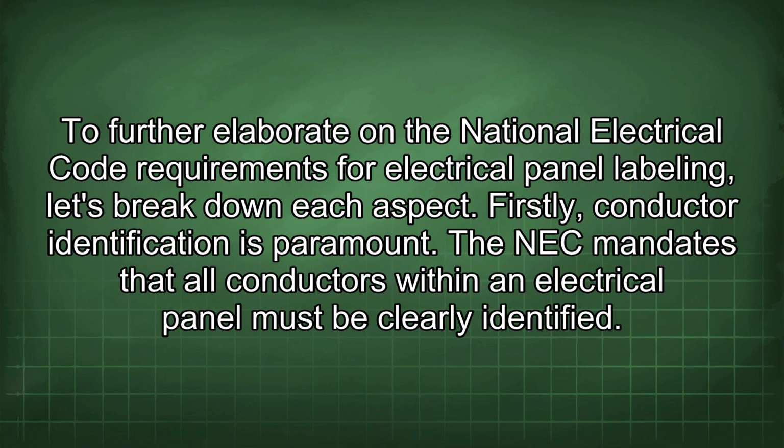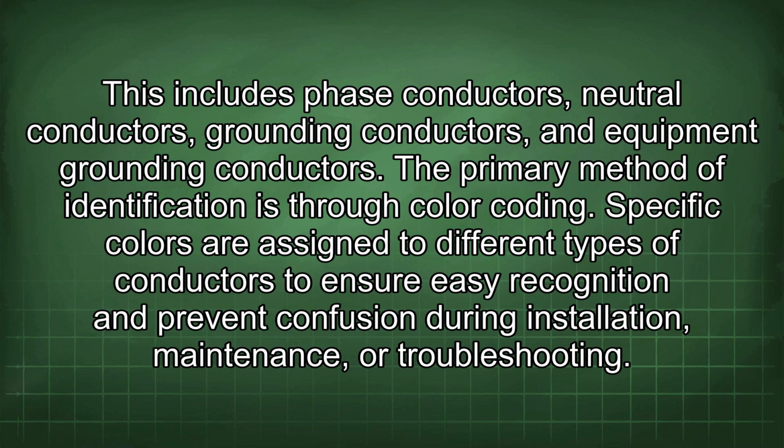To further elaborate on the National Electrical Code requirements for electrical panel labeling, let's break down each aspect. Firstly, conductor identification is paramount. The NEC mandates that all conductors within an electrical panel must be clearly identified. This includes phase conductors, neutral conductors, grounding conductors, and equipment grounding conductors. The primary method of identification is through color coding. Specific colors are assigned to different types of conductors to ensure easy recognition and prevent confusion during installation, maintenance, or troubleshooting.